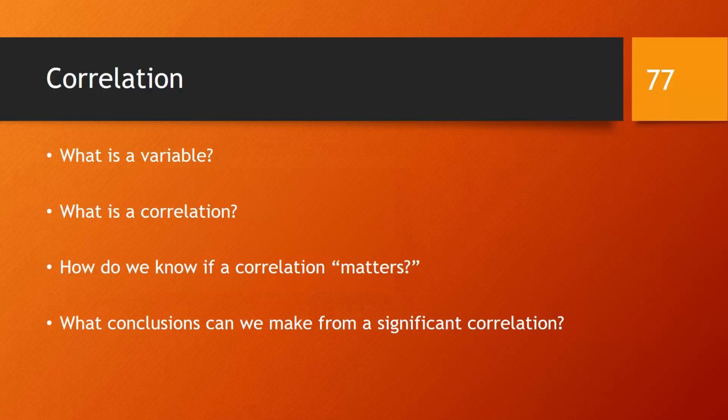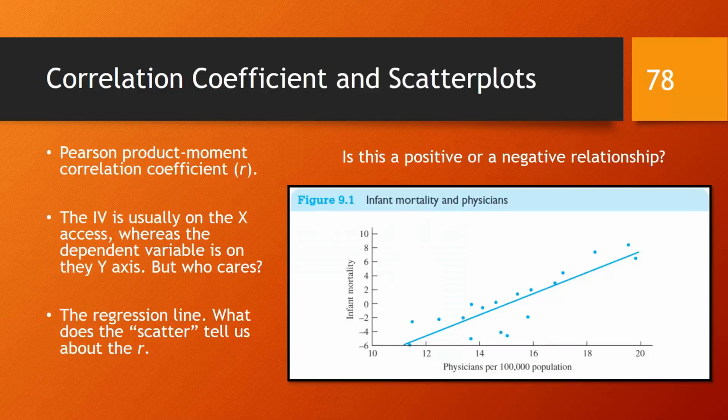Next, we will discuss correlation coefficients and scatterplots. Remember that most correlations are represented by the Pearson product moment correlation coefficient, which ranges from -1 to 1, where 1 is the highest strength of relationship.